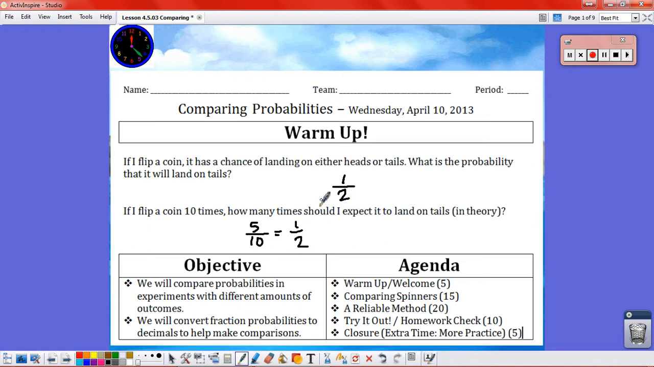Our objectives are we will compare probabilities in experiments with different amounts of outcomes, and we will convert fraction probabilities to decimals to help make comparisons. So we had a quick warm-up. We're going to spend some time on comparing probabilities with spinners as an introduction. Then we're going to work on finding a reliable method of comparing probability fractions with different amounts of possible outcomes.